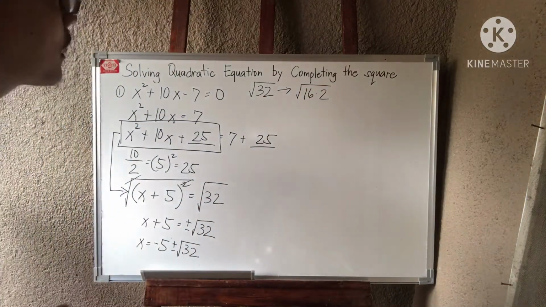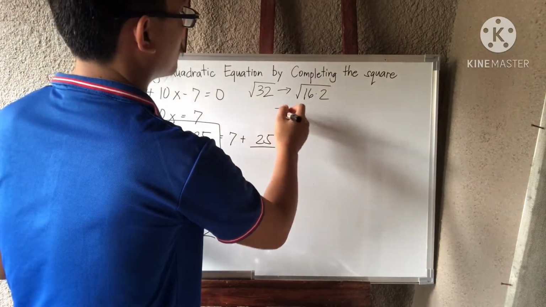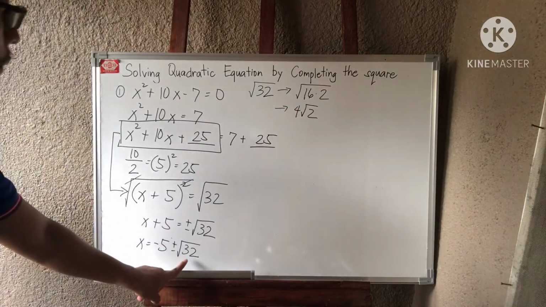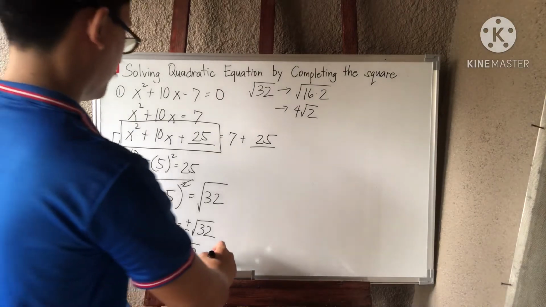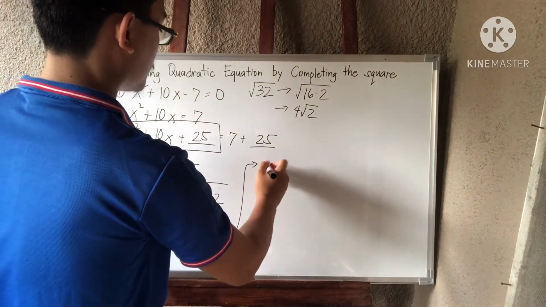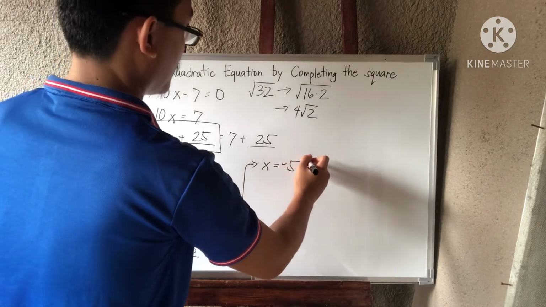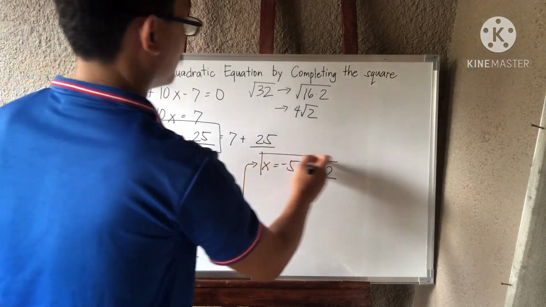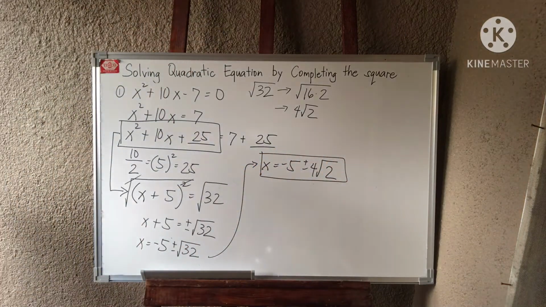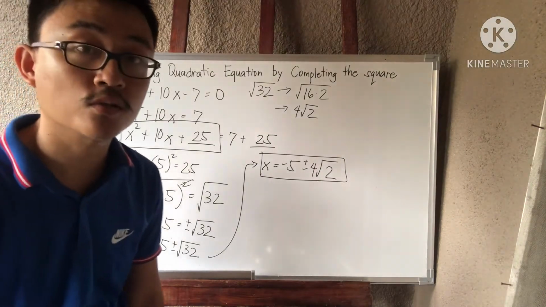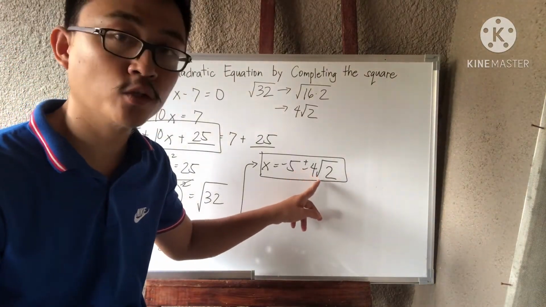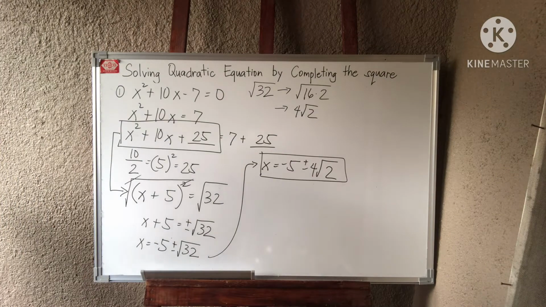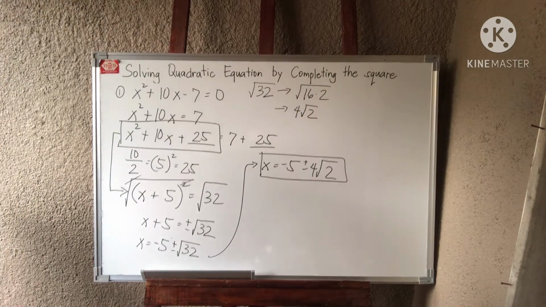Tsaka 2, diba? 16 times 2. 16 is the perfect square. So, kunin ko lang yung square root ng 16. That is 4 square root of 2. Mapapalitan na ngayon natin yan. So, from here, magiging x equals negative 5 plus minus 4 square root of 2. So, this is now the final answer. So, actually, there are two answers. Isang negative 5 plus 4 square root of 2, then isang negative 5 minus 4 square root of 2. Okay? So, that is our first example.